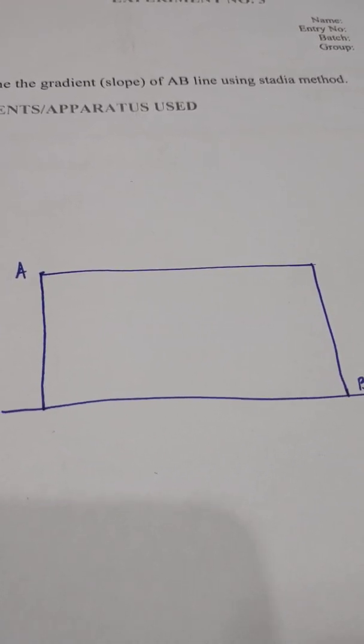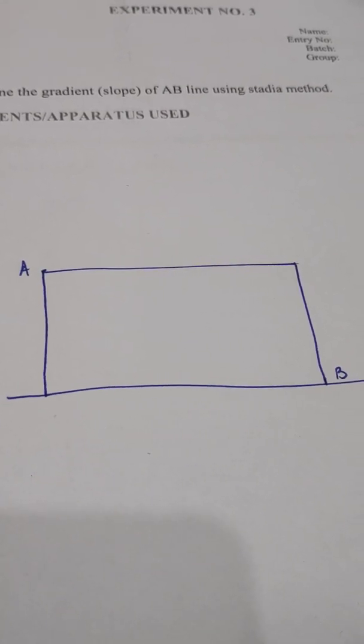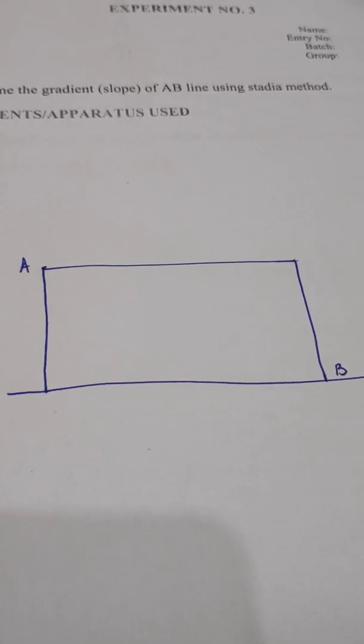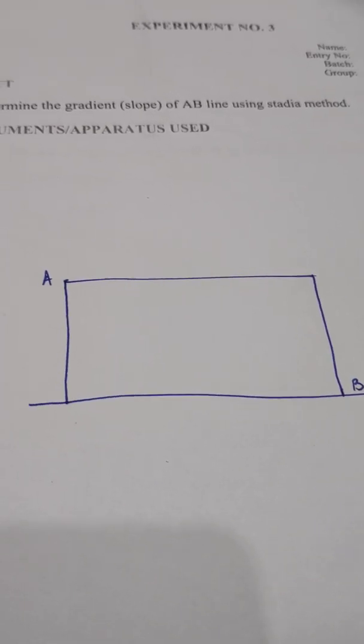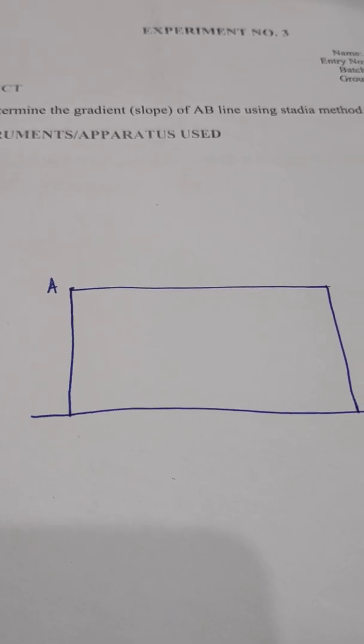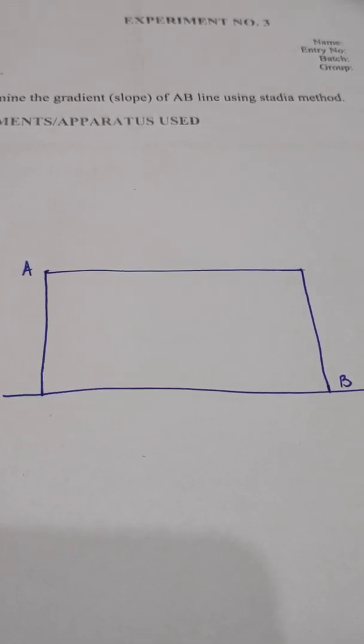Dear students, this video I am sending to you for experiment number 3 of survey practical. The object of this practical is to determine the gradient of AB line using the stadia method.